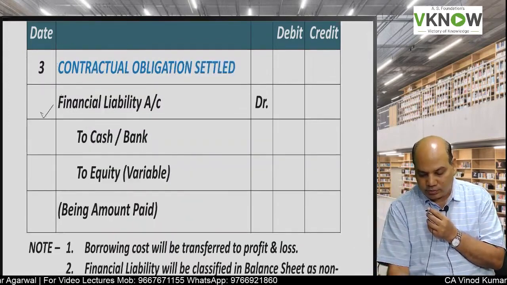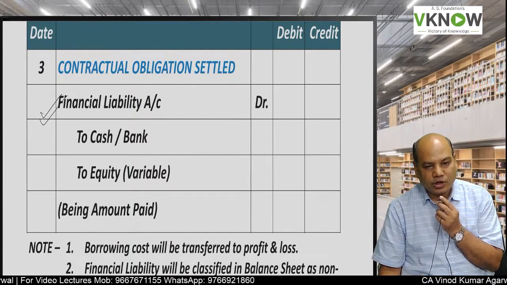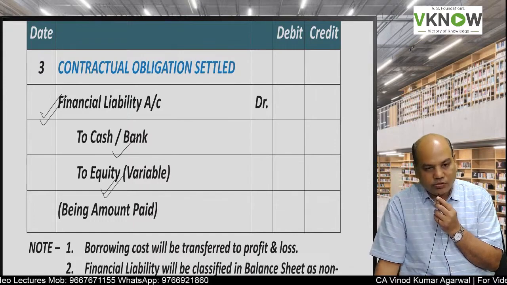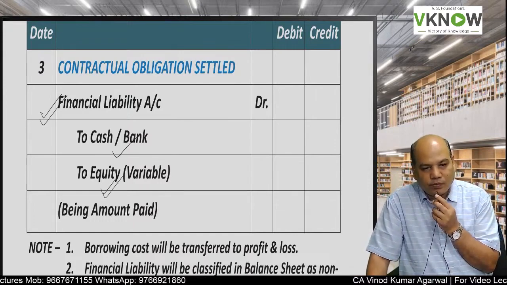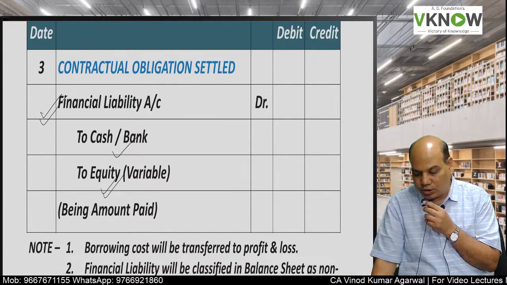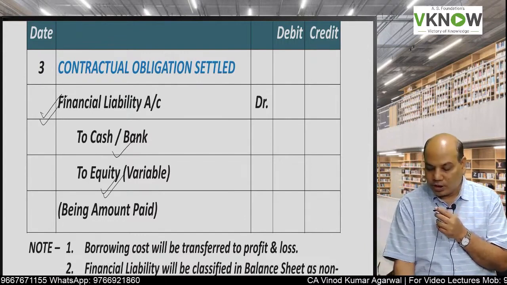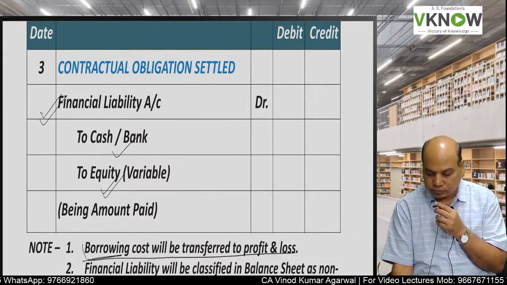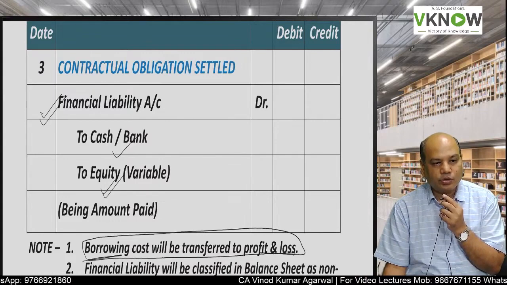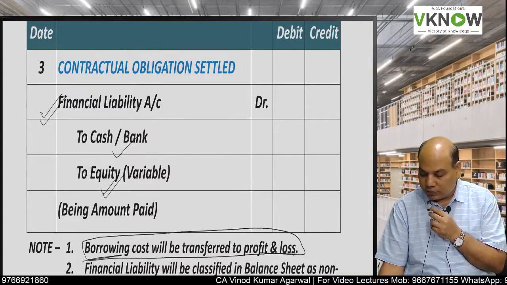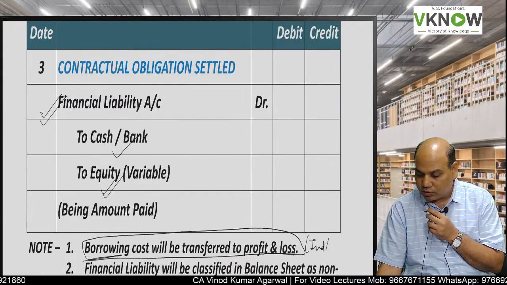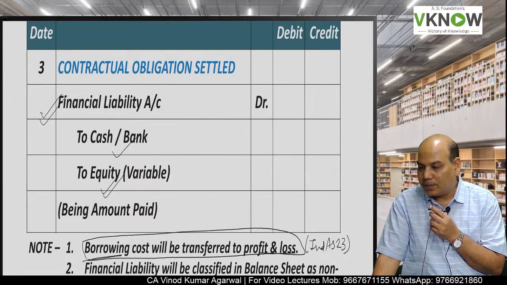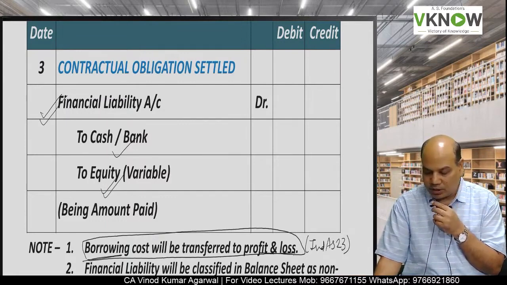Any payment made will be debited to financial liability account, credited to bank account, and if settled in the form of equity instrument, then credited to equity, being amount paid. Some care we have to take, this borrowing cost will be transferred to profit and loss account. However, you have to also see IND AS 23 borrowing cost. If they permit capitalization, then you can capitalize it.